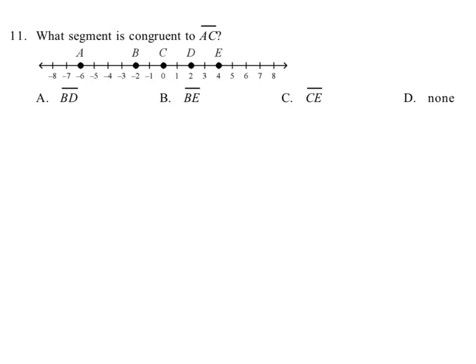We could count, of course, but we want to be able to do the math in case the numbers are really weird and far apart and not easy to count. So, we're here at A. To get to C, we go 1 unit, 2 units, 3 units, 4, 5, 6. So what other segment has a length of 6 units? Well, we can see here that B to E is 6 units.